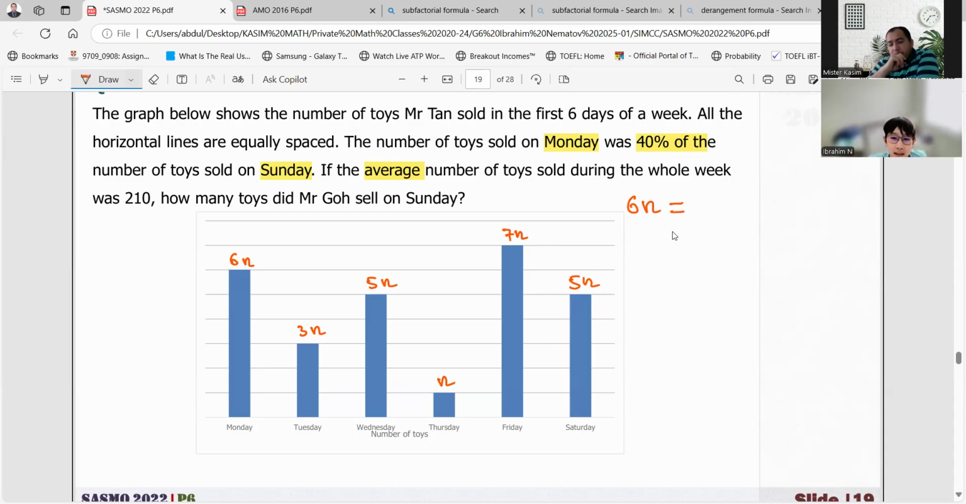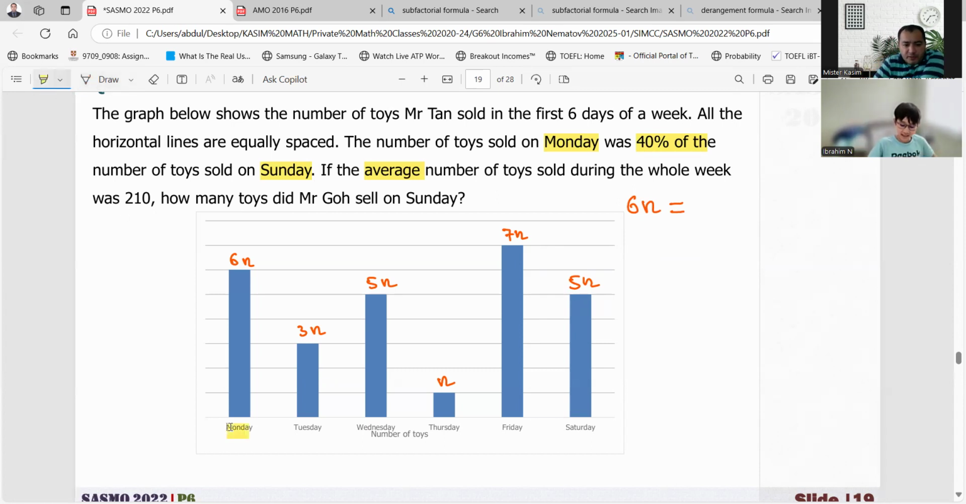I did Sunday's 40% of the toys on Monday. Hmm. Why do I always do this? Okay, it's Monday. You want to try again? If you actually made that mistake, it's Monday, right? Yeah, sure. So Monday was 40% of the number of toys sold on Sunday.